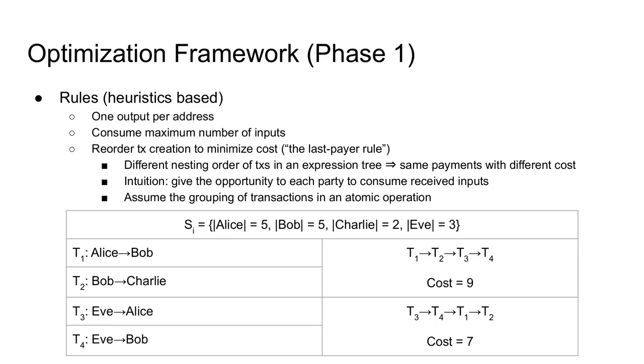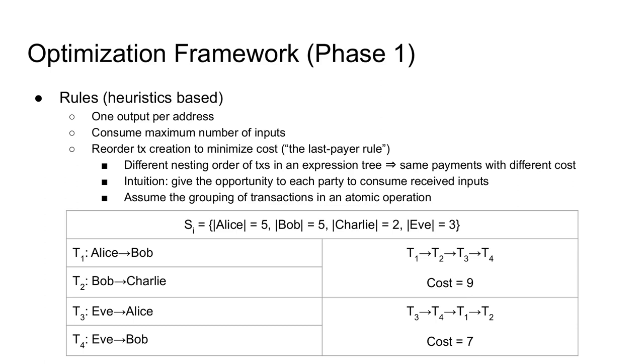Another heuristic would be to consume as many inputs as you can, that is, to reduce the state as much as you can. And a final interesting rule, for which we have an example here, is to reorder the creation of transactions according to the last payer rule. Here we have an example where four participants, Alice, Bob, Charlie, and Eve, try to perform some transactions. Depending on the ordering of the transactions, we will end up in a different state, and this state might have different costs.